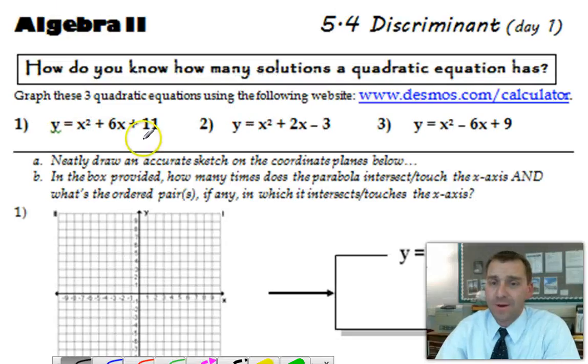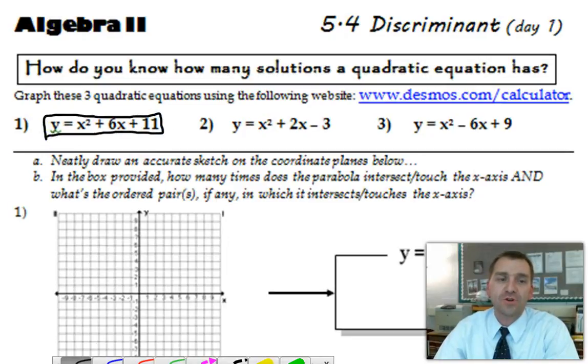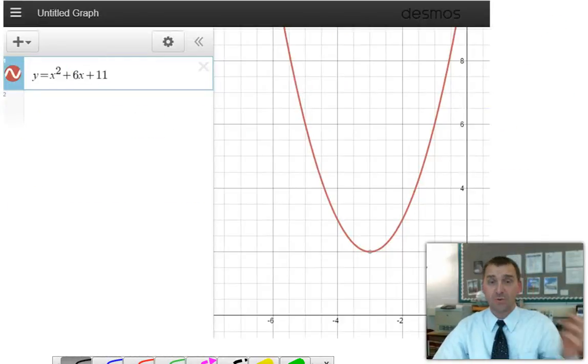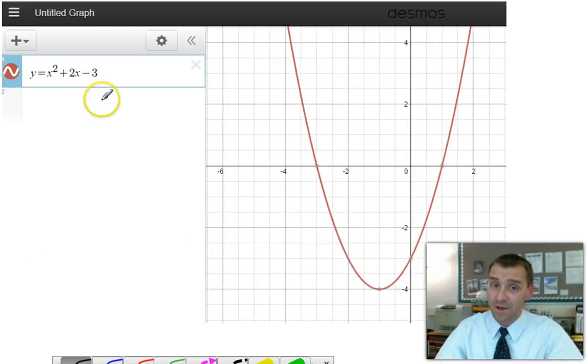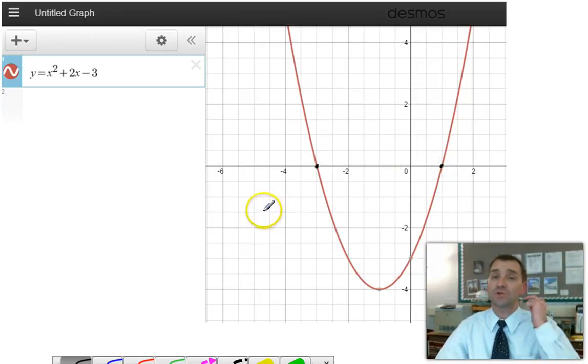I'm back. Okay, so here you go. After graphing this first one right here, what you should have found, it looked just like this. So notice in the little box you should have written this parabola doesn't cross or touch the x-axis anywhere. The second one actually does. Here's the second one. It crosses right here at (-3, 0), and it crosses at (1, 0). So this parabola crosses two places, and those were the two places.